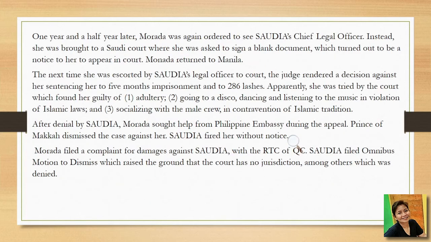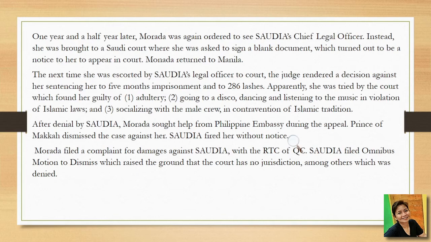One and a half years later, Morada was again ordered to see Saudia's chief legal officer. Instead, she was brought to a Saudi court where she was asked to sign a blank document which turned out to be a notice to her to appear in court. Morada returned to Manila. The next time she was escorted by Saudia's legal officer to court, the judge rendered the decision against her, sentencing her to 5 months imprisonment and to 286 lashes.